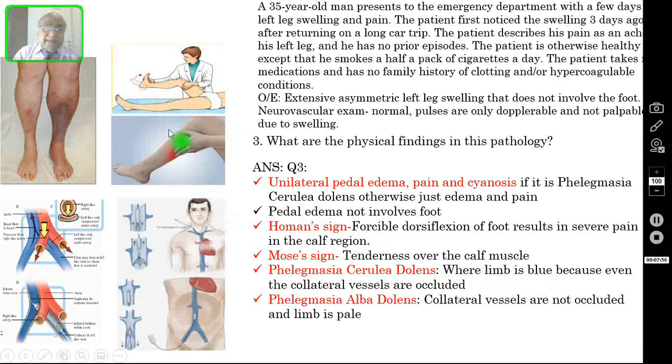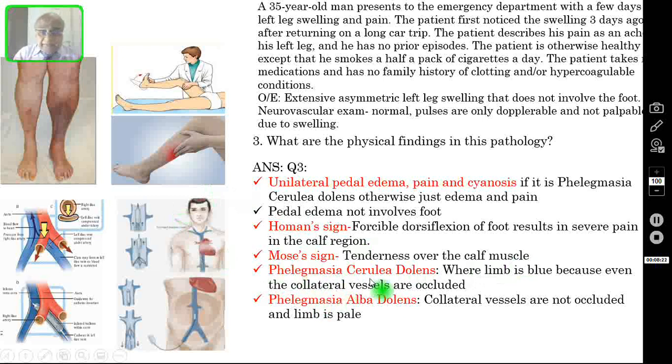If you squeeze the calf muscle, it will be very tender, but you should not do it aggressively, otherwise you will be dislodging the clot here, and that will go to the pulmonary artery, producing pulmonary embolus. So you should not do this Homan sign or especially the Moses sign aggressively.